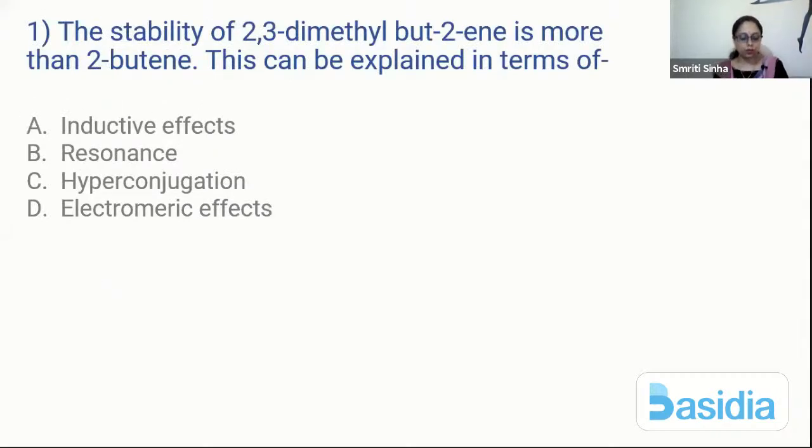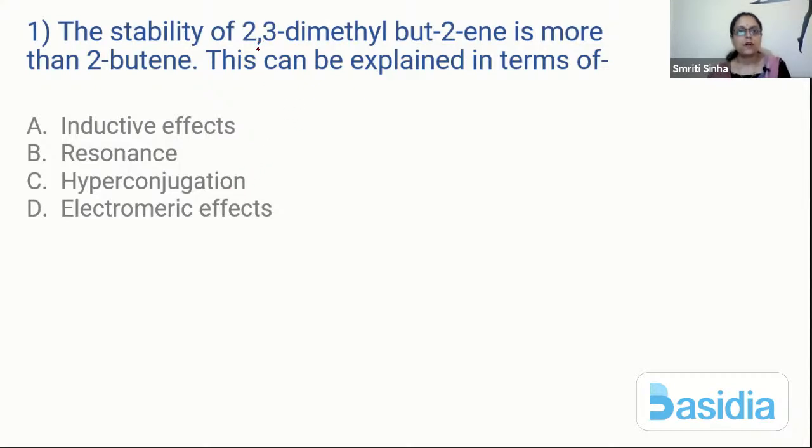So now let's move towards the question answer session. That is this first question for today. The stability of 2,3-dimethylbut-2-ene is more than 2-butene. So this can be explained in terms of what? So how could you explain this?